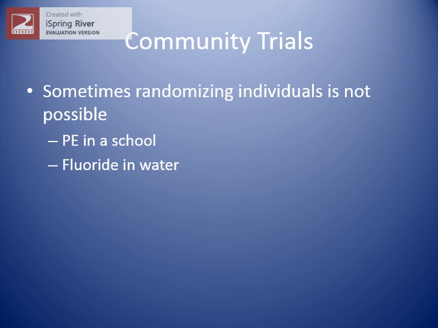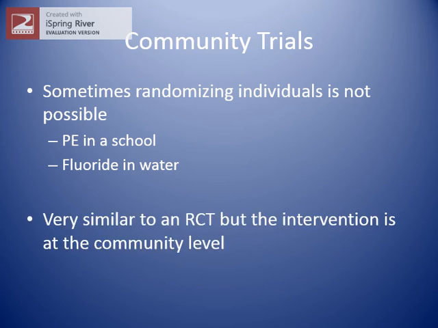Or fluoride in water. They wanted to fluoridate water to see if it helps reduce dental problems. Well, you can't provide fluoride to one child and not to his sibling. So they would provide fluoride in some communities and not others. Well, that's still sort of a randomized control trial. It's just a variation of it, and we typically call these community trials. Again, very similar to the randomized control trial, except that the intervention is at a community level, not an individual level.